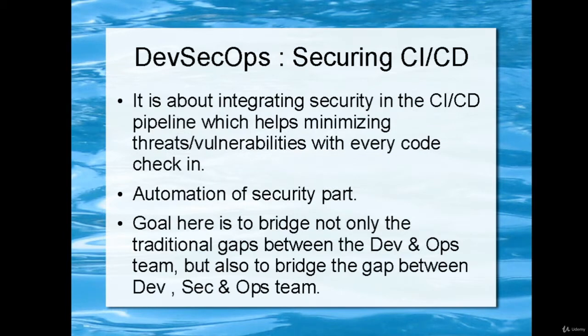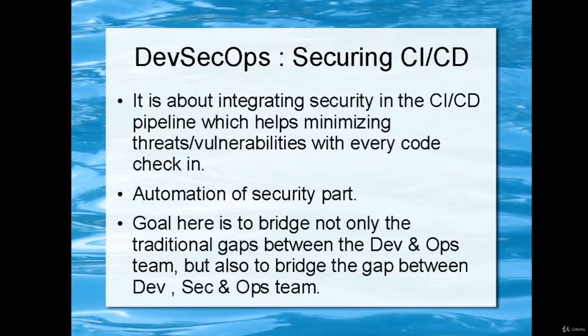Now, how to secure the CI/CD? It is about integrating security in the CI/CD pipeline, which will help minimize the threats and vulnerabilities with every code check-in. So once code is committed, the whole CI/CD framework will run, including the security phases. It will help us analyze the threats and vulnerabilities being introduced with every code check-in. It will help the security team with the automation part.